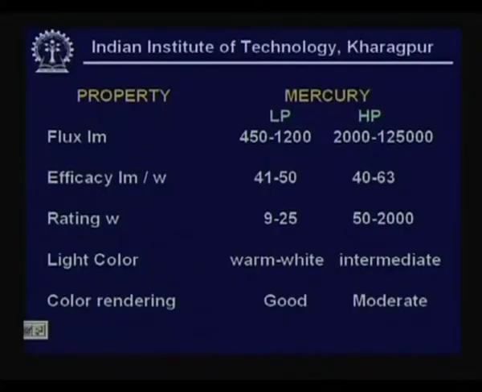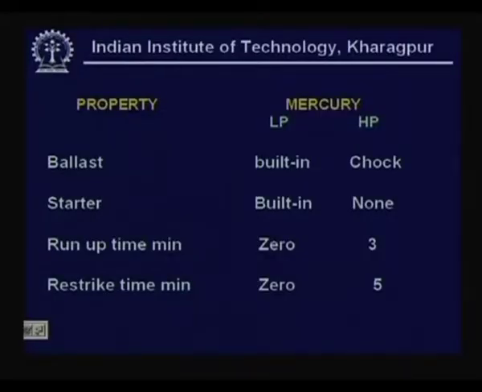The intermediate range, the light color ranges, color is bluish green is the line which is predominant for the mercury. We said color rendering is not so good, it is okay for low pressure, or good, it's not excellent. In case of incandescent it was excellent. Now, being a discharge lamp, it needs a ballast. We have a ballast which is built in case of a low pressure one. In a high pressure one, we have it in the luminaire outside.